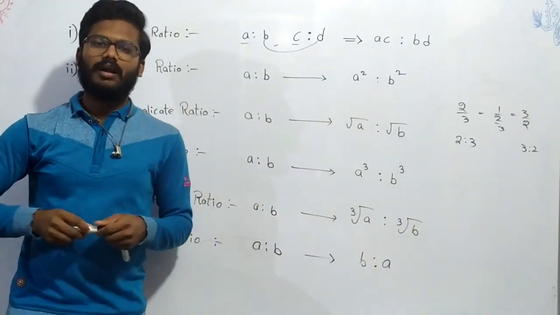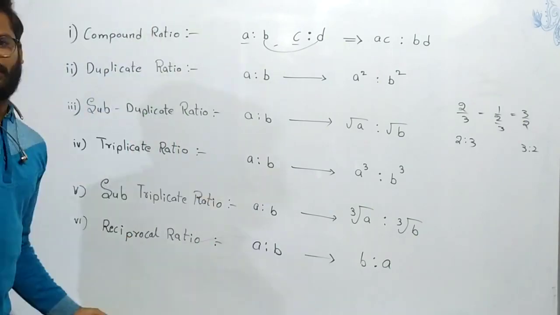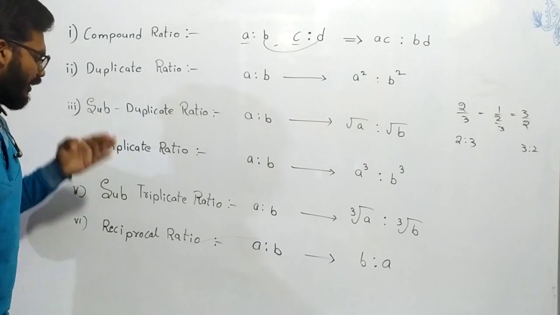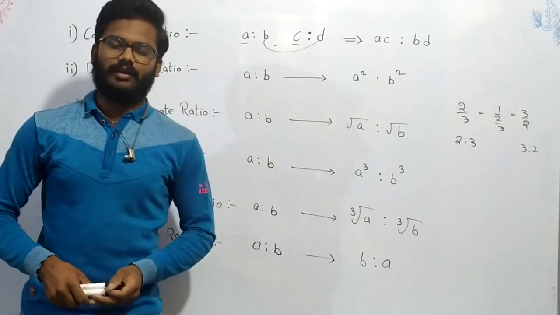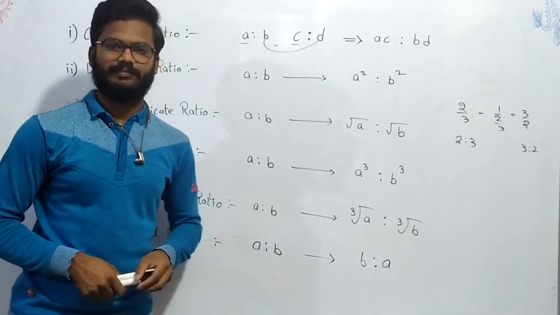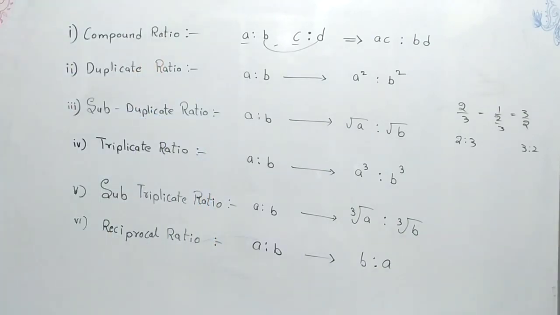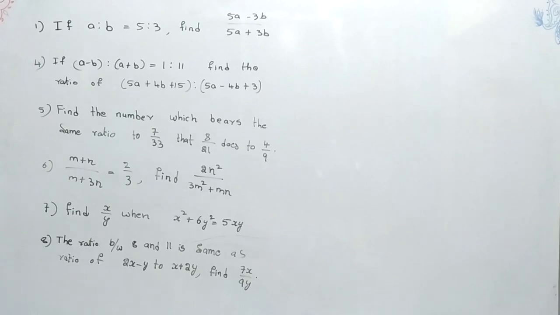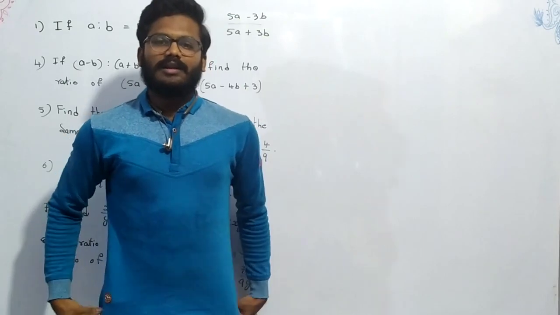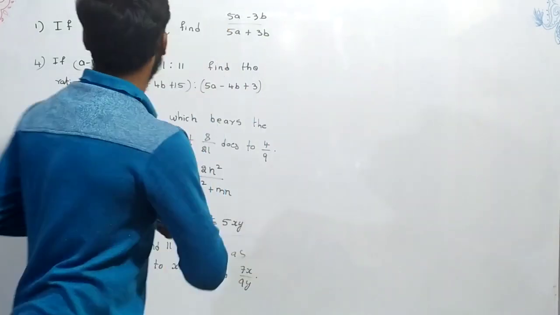So these are all the different ratios: compound ratio, duplicate, subduplicate, triplicate, subtriplicate and reciprocal ratio. Let us see a few problems based on this concept. Now let us solve these problems.